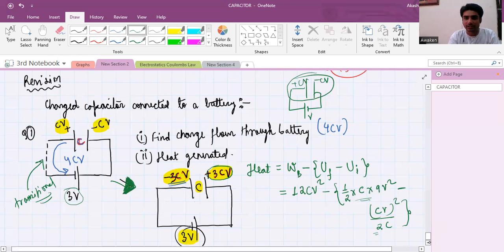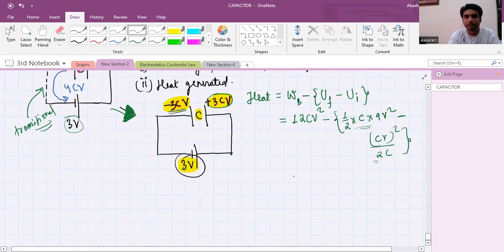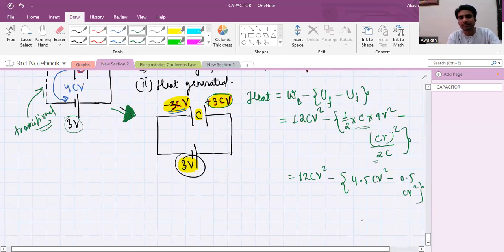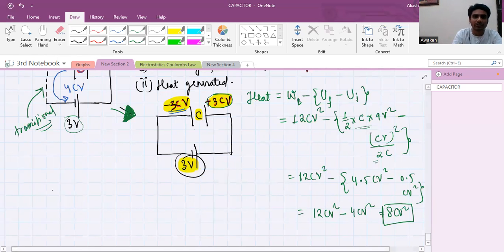Okay, fine. Here what we get. So this is 12 CV square minus, this is how much? 4.5 CV square, right? Minus, this is half CV square, 0.5 CV square. Okay. Yes, that is 12 CV square minus 4 CV square, that is 8 CV square. Everybody understood? Yes, sir. The heat generated. So I'm giving you one question, go and solve.